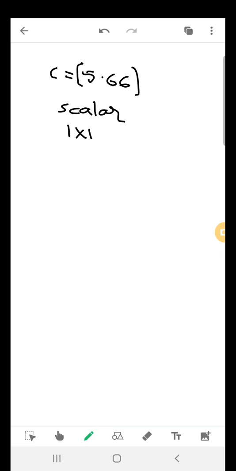Hello students, so continuing our lectures on Matlab. Let us first try to understand what we mean when we write C is equal to 5.66 inside a third bracket. It indicates that this is a scalar or a 1 into 1 matrix.